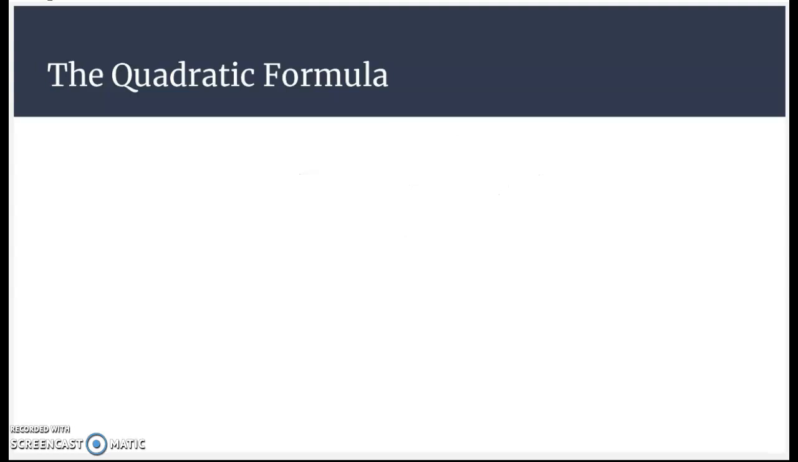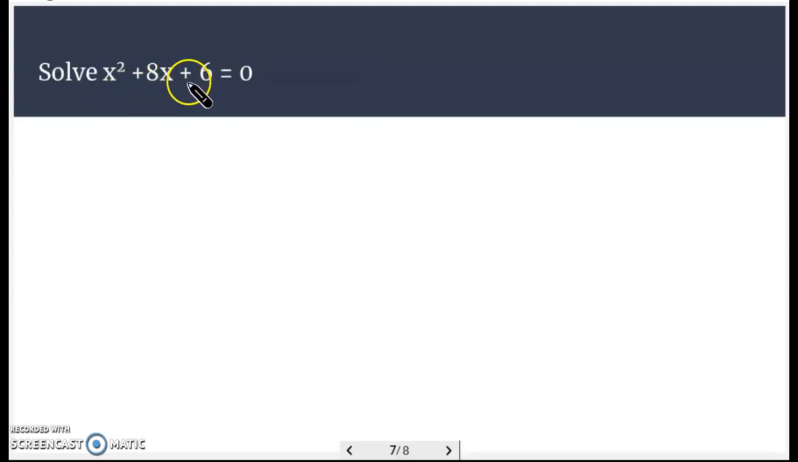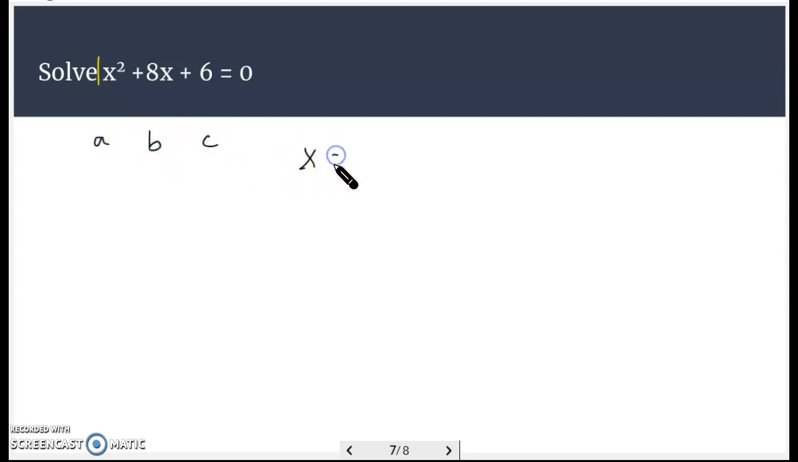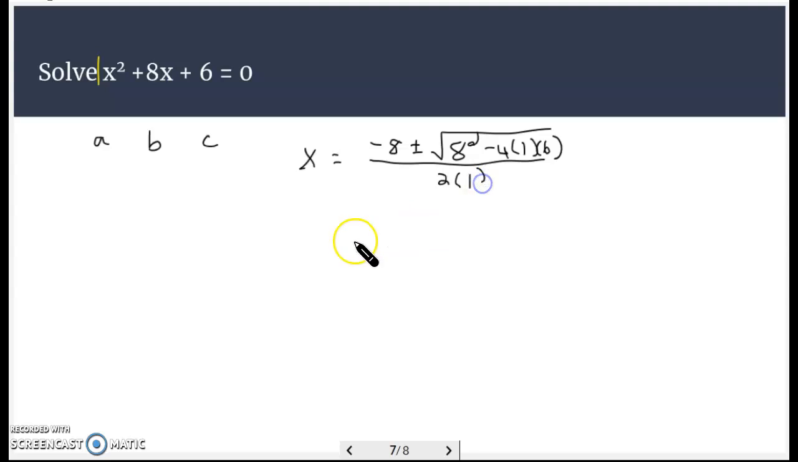A couple examples showing how it works. X squared plus 8x plus 6. All right, our A is 1, the B is 8, and the C is 6. We can use that to solve our quadratic formula. Negative b would be negative 8, plus or minus square root 8 squared minus 4 times A times C. The A is 1 and the C is 6. 2 times A, 2 times 1. And now it's a matter of just simplifying what we see here.